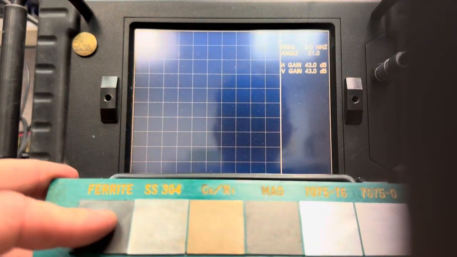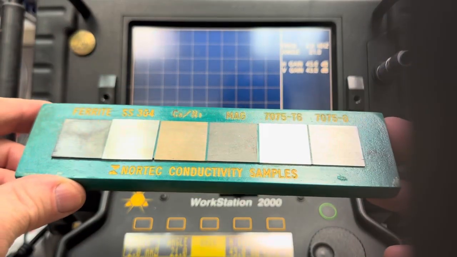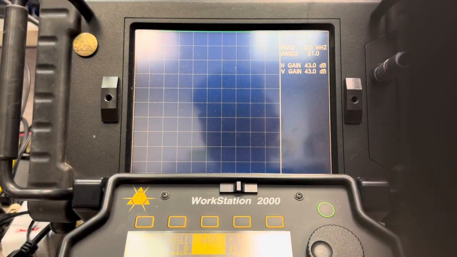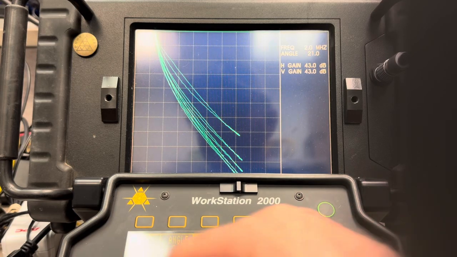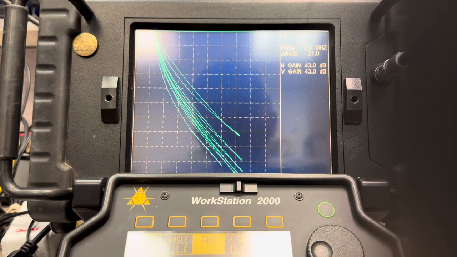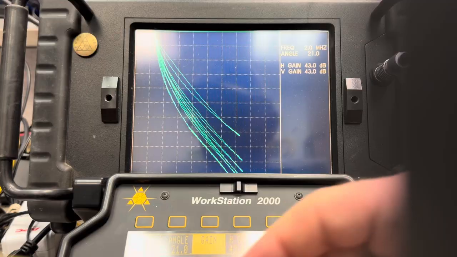I've already set up a conductivity curve using this vintage Nortec conductivity sample. Ferrite, you can barely see it, but it's vectored up. 304 stainless, copper nickel, magnesium, 7075 T6 aluminum, 7075 O aluminum. And last but not least, copper is right down there.